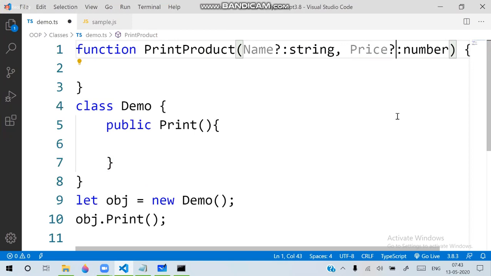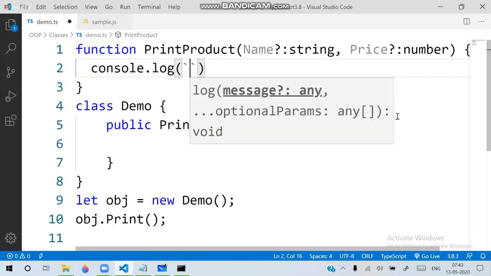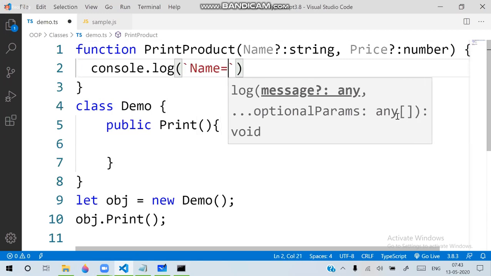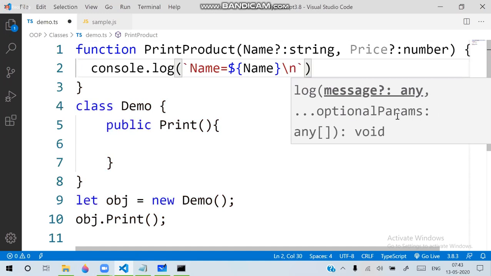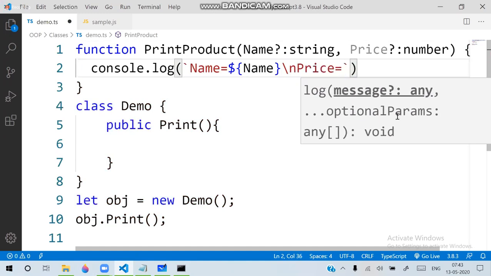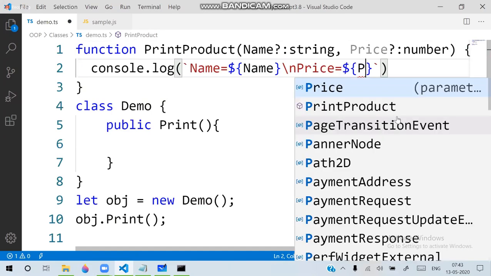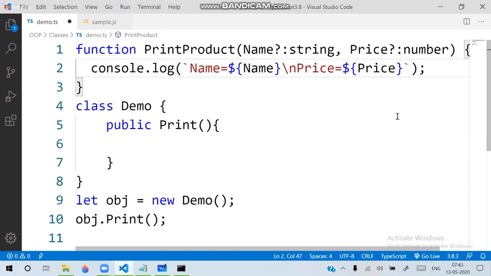And for example, we are printing that. So console.log. Here I printed name is equal to, so $name. And in the next line, price is equal to $price. We are printing those details. Now we need to verify undefined, so we need to configure undefined for both of them.